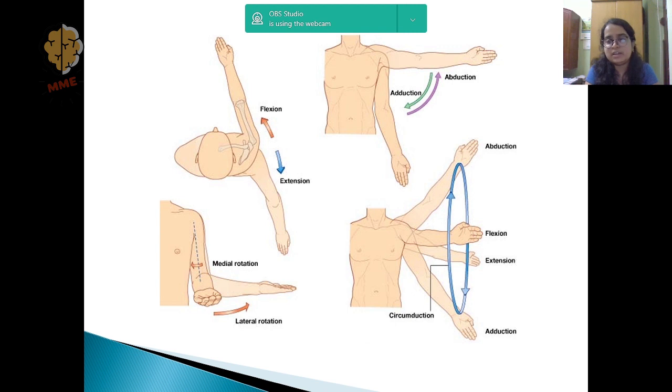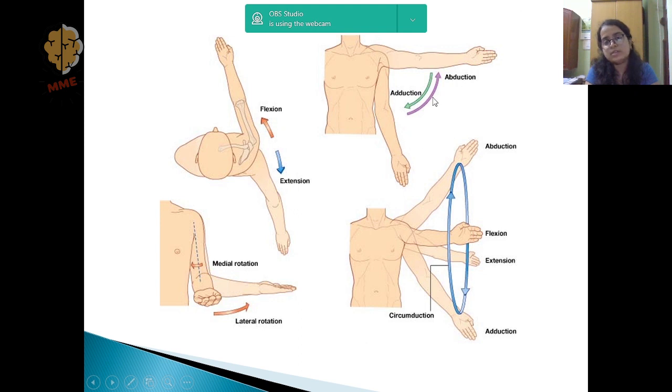The sagittal plane passes through the sagittal suture, and sagittal planes can be of two types: the mid sagittal plane, which passes through the sagittal suture, and parallel to it there can be many other sagittal planes. And the coronal plane is only one plane, which passes through the coronal suture of the skull.